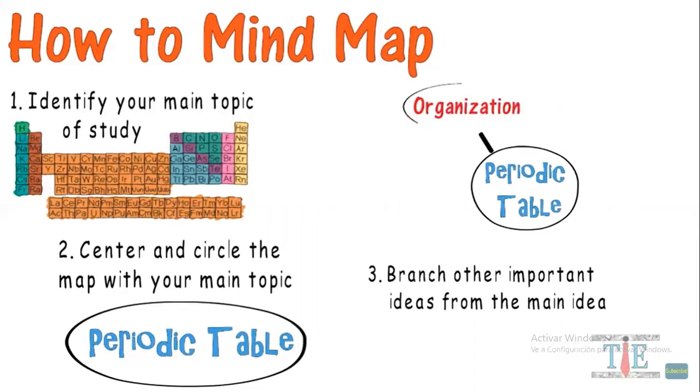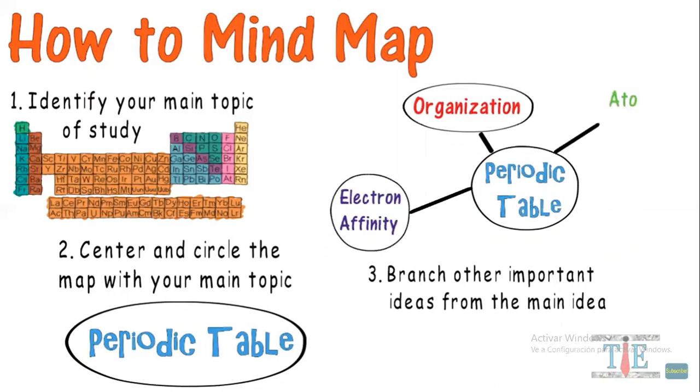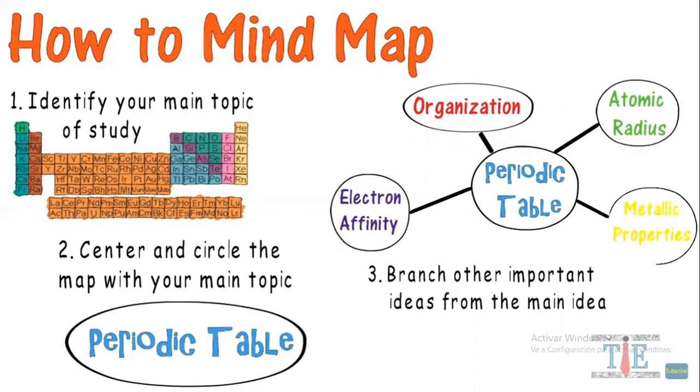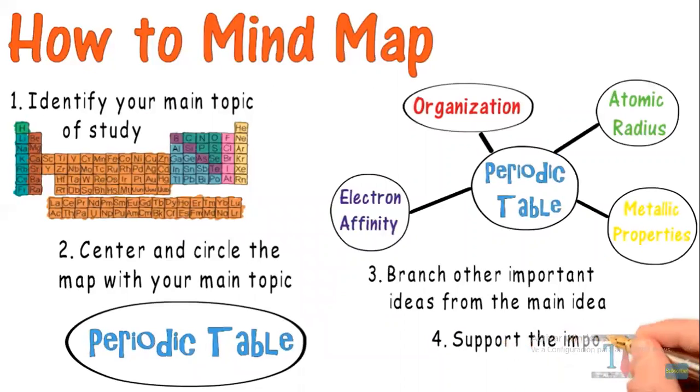For example, organization is one. Another subtopic of the periodic table is electron affinity. You can also add atomic radius and metallic properties. Lastly, you want to support the important ideas with the most important information.